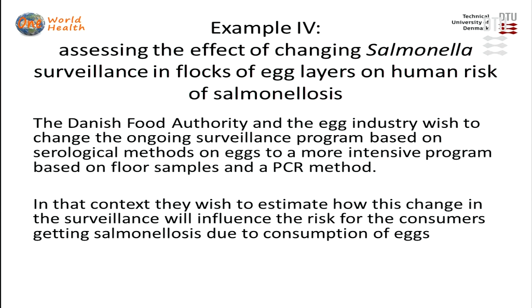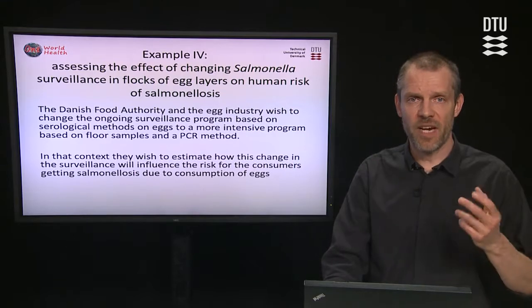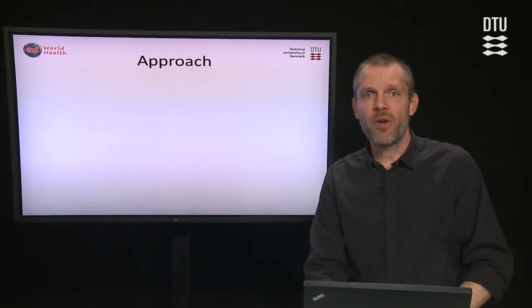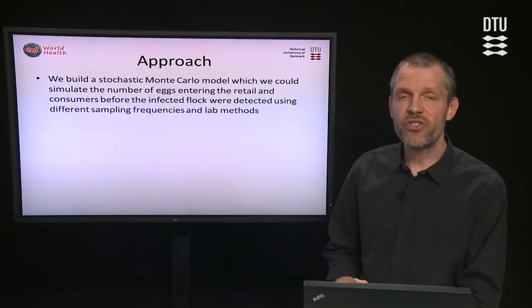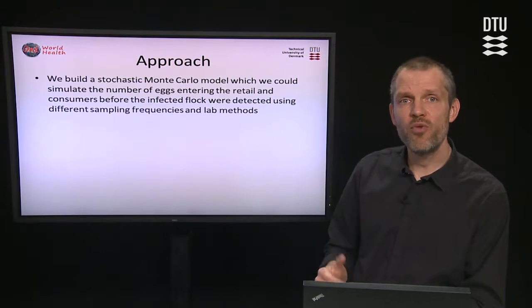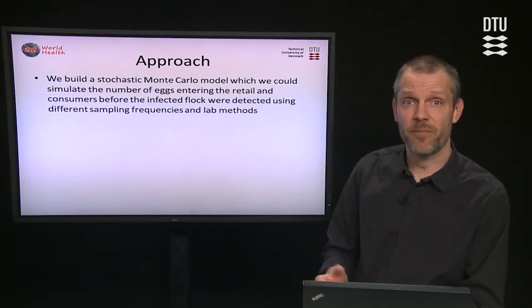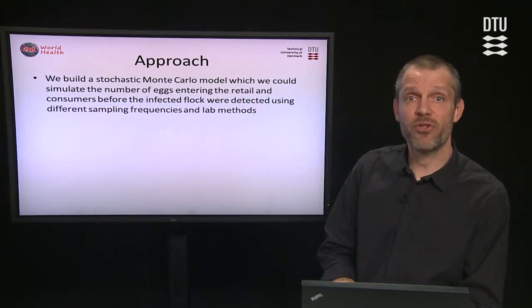So now we are back again to a risk assessment where the output is the risk for the consumers. And the change is very early in the production line, on the farm. The way we solved this was to build a stochastic Monte Carlo model which could simulate the number of eggs entering the retail and the consumers before the infected flocks were detected. And then we could simulate different sampling procedures and frequencies and lab methods in that model.